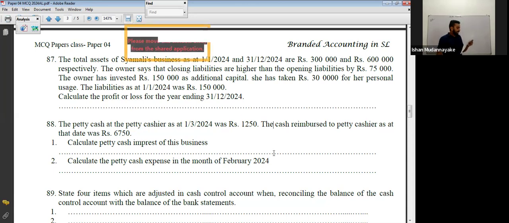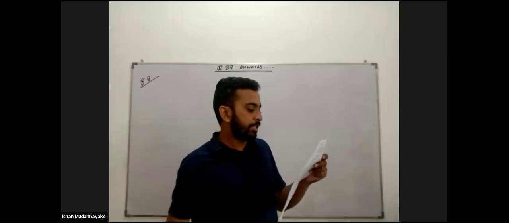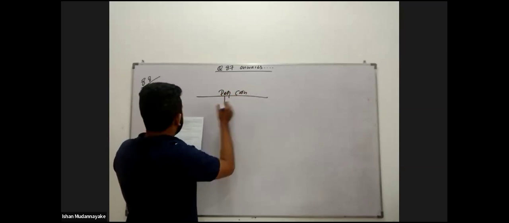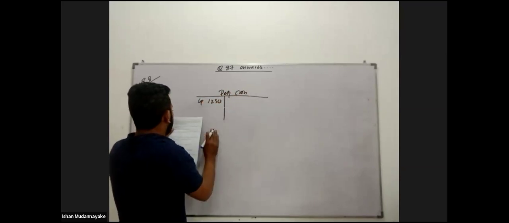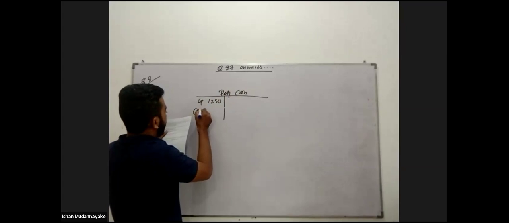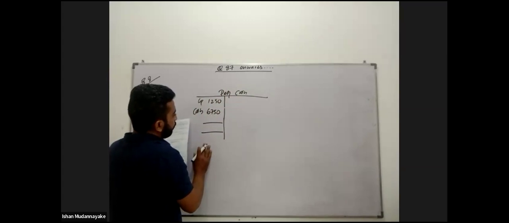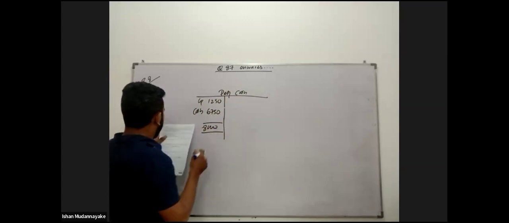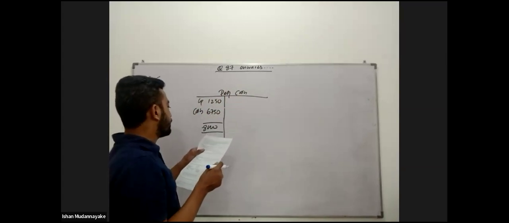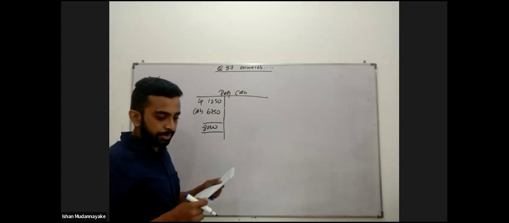Right. The petty cash at the petty cashier as at 1st March 2024 was 1,250. Petty cash account opening balance 1,250. The cash reimbursed to the petty cashier as at that date was 6,750. Main cashier reimbursed 6,750. Right, then the petty cash imprest amount is how much? 8,000. Calculate the petty cash imprest for the business: 8,000.